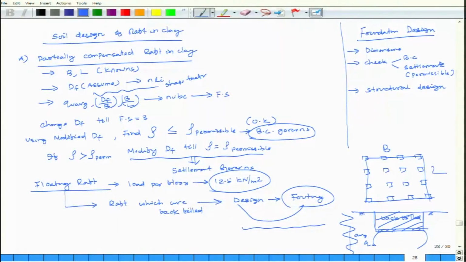So raft foundation design can be categorically divided into 3 parts: one is your dimensions, second is checking bearing capacity and permissible settlement, and third is your structural design. Let us go to one example.